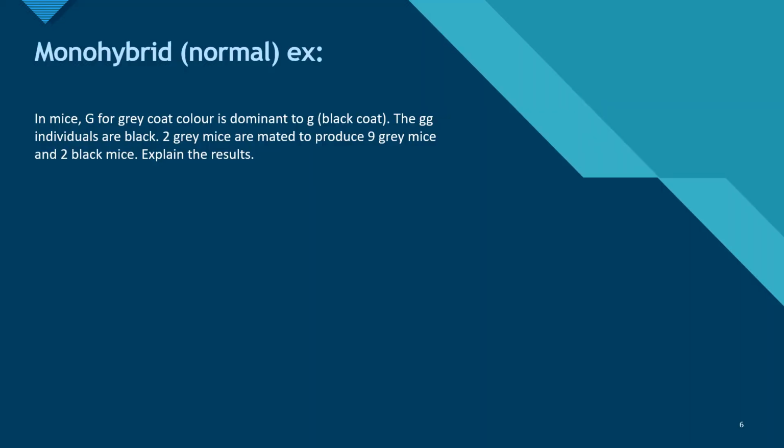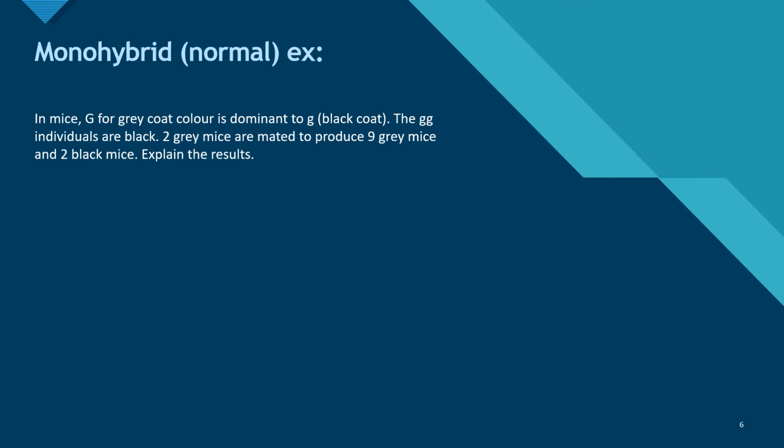So now let's actually start doing a real question, which is what we call a monohybrid, or like the normal way. So in mice, G for gray, the coat color is dominant to little g, black coat. So it already tells us that the big G is dominant and the little g is recessive. The little g individuals are black, and 2 gray mice are mated to produce 9 gray mice and 2 black mice. So we have to explain the results.